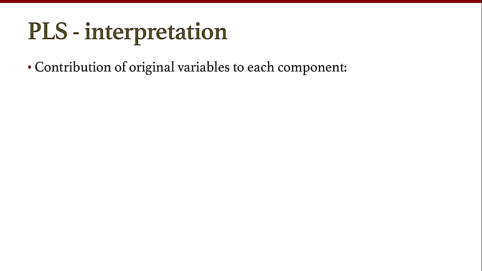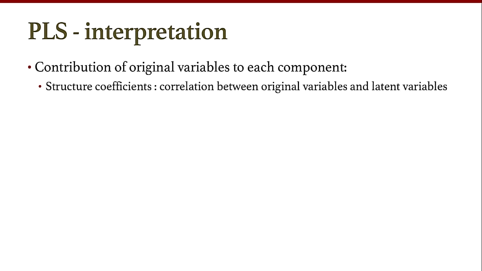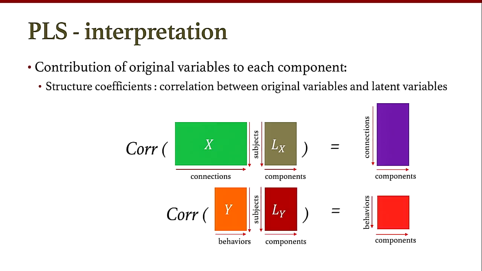Then to know the contribution of the original variables to each component, as I said before, you compute the correlation between your original variables and your latent variables. These are called structure coefficients in regression analysis. So for both imaging and behavior, you will have a different correlation for each of your connections and for each of your behaviors per component.